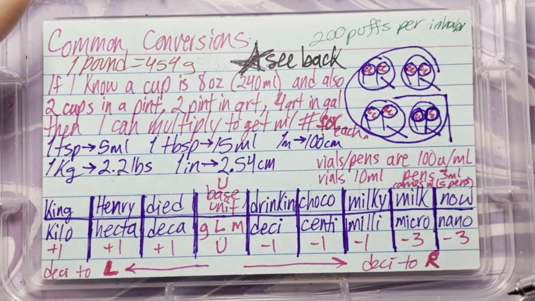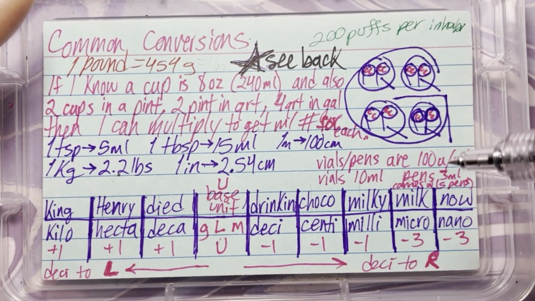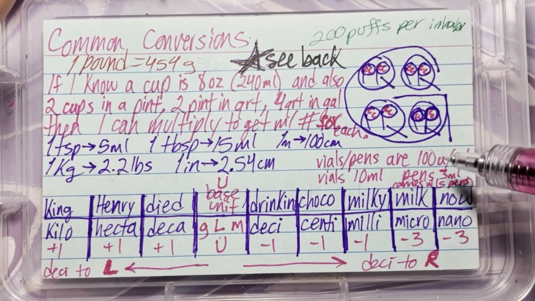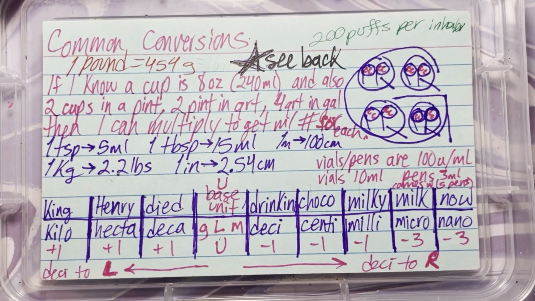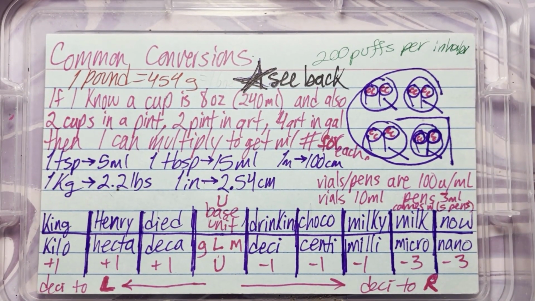Vials and pens are 100 units per milliliter. Vials are 10 milliliters. Pens are 3 milliliters, and they usually come in a pack of 5 pens per box. That is just super easy to know, and it makes insulin calculations easier if you can just spit that out.